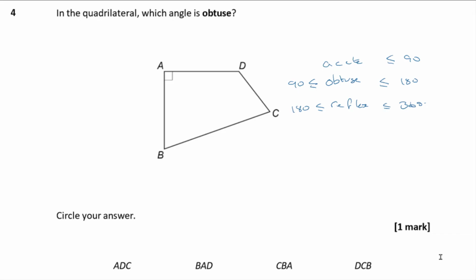So what we've got here, we've got a right angle, which is between acute and obtuse. We've got this one here, that's also less than a right angle. This one is more than a right angle, isn't it? So that one is going to have to be the obtuse one. So it's the angle at D.